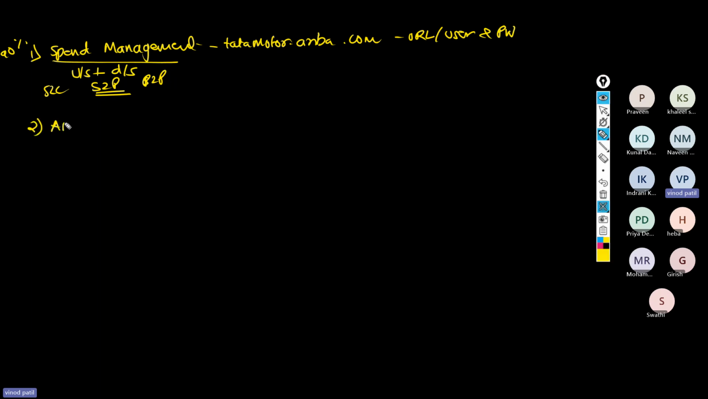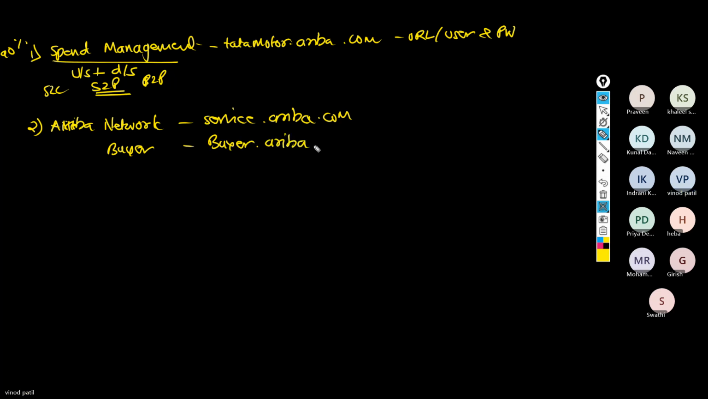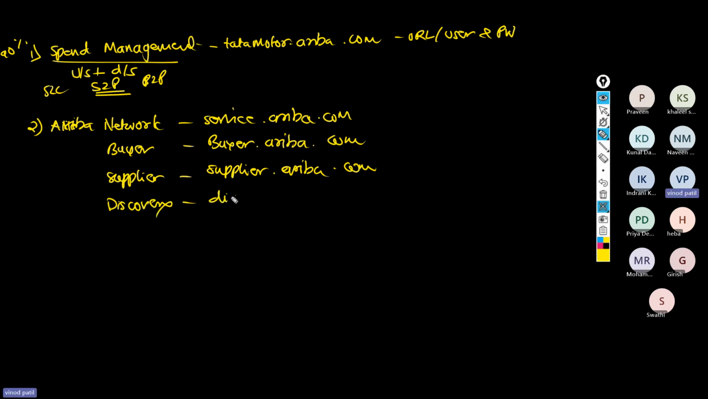Second platform, that is Ariba network, which consists of service.ariba.com. Ariba network has a buyer solution or buyer platform, that is buyer.ariba.com. Then for the supplier, that is supplier.ariba.com. Again, it will have discovery, that is discovery.ariba.com.